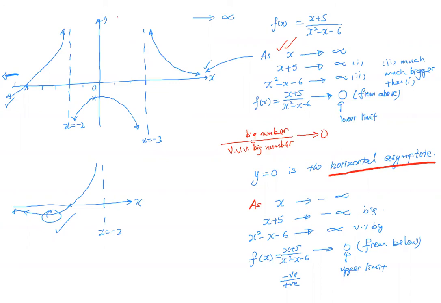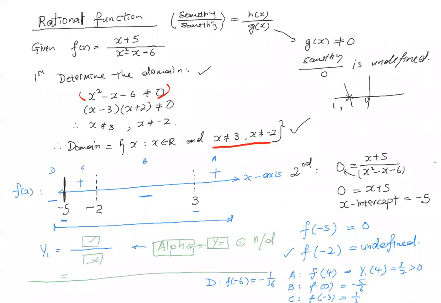Okay, so for polynomial, we don't have vertical asymptote, we don't have horizontal asymptote. Horizontal asymptote and vertical asymptote will happen to rational functions. And later we will study other functions.